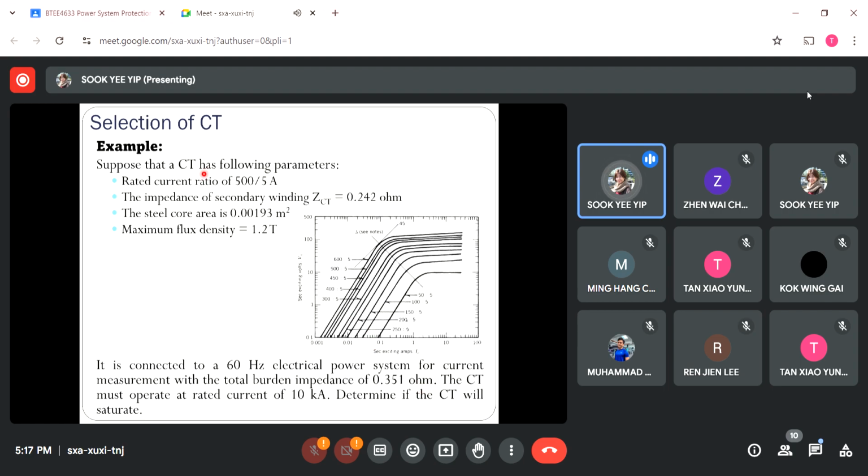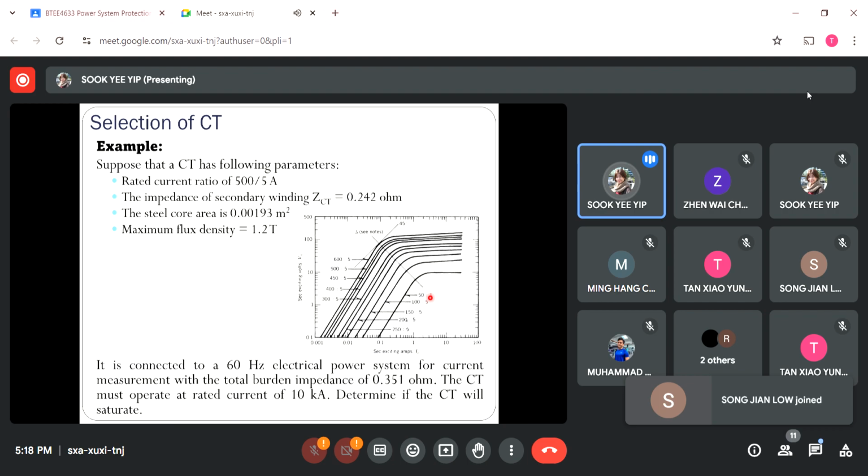So we want to see if this current transfer is able to operate correctly or not in the situation with the anticipated rated current value of 10 kiloamps flowing at the primary side. So will this current transfer be saturated or not if we apply to this system a current to be measured at 10 kiloamps? So here is the curve that has been given to us, the magnetization curve. Obviously you have to find the knee point voltage and the secondary voltage induced, then you can cross-check whether this current transfer enters into saturation mode or not.